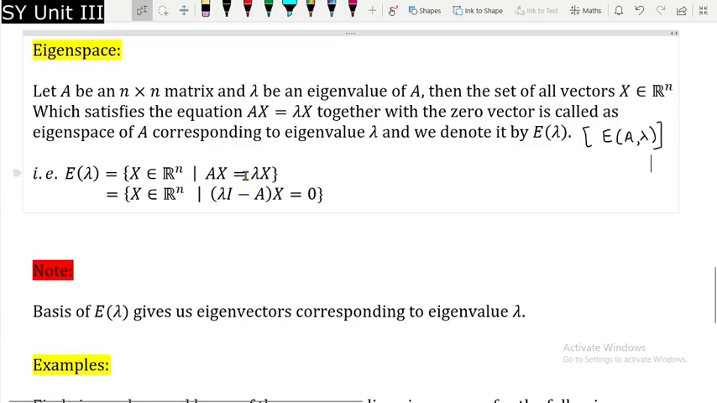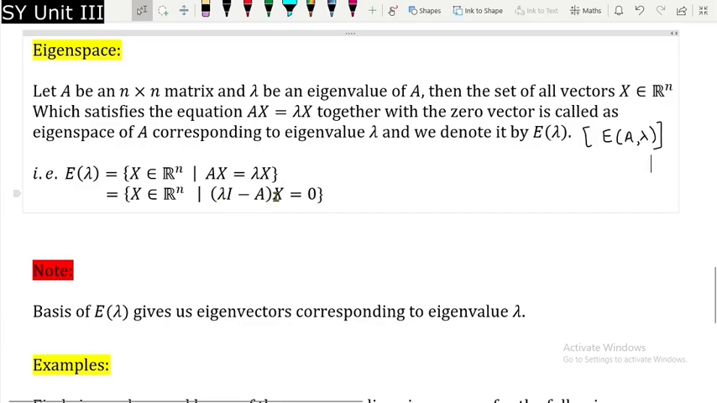So by simple calculations, if you shift Ax to the right hand side, you will get lambda x minus Ax equal to 0, and over here we can introduce I. So it is the same as lambda Ix minus Ax is equal to 0, and if you take x out, you will get lambda I minus A outside the bracket x is equal to 0. So remember, this is nothing but our eigenspace. In short, eigenspace is a collection of all vectors x belonging to R raised to n satisfying this system.